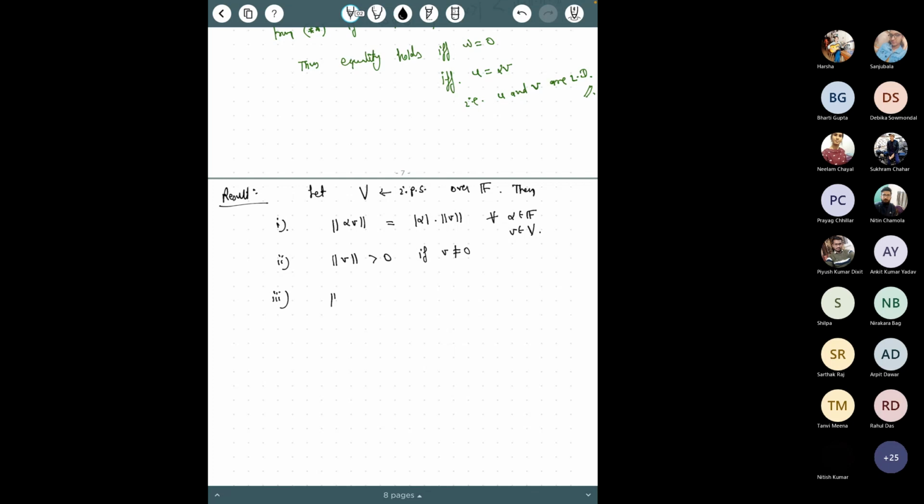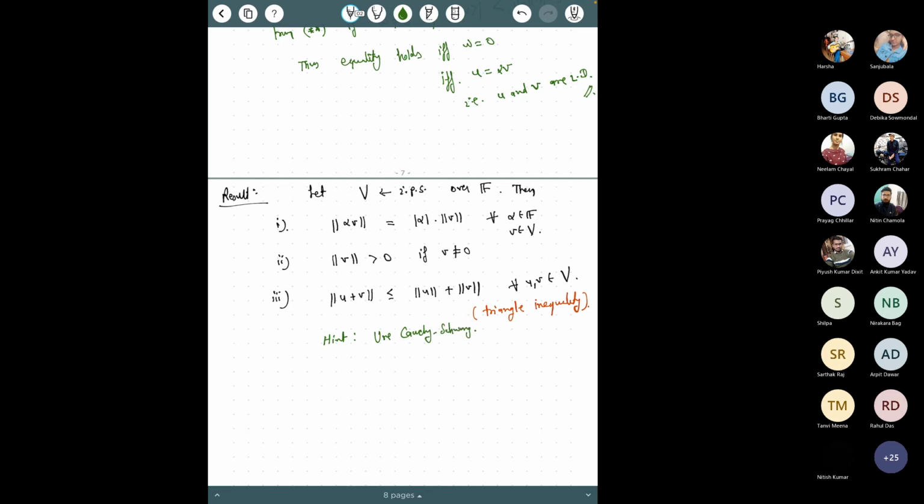Similarly, you can verify that if you take any two vectors, then the length of the sum is less than or equal to the sum of their lengths. This is true for all vectors u and v in the inner product space V, and it is called the triangle inequality. You can prove this using the Cauchy-Schwarz inequality. The first two items follow by definition. For the third one, the hint is that you use Cauchy-Schwarz.